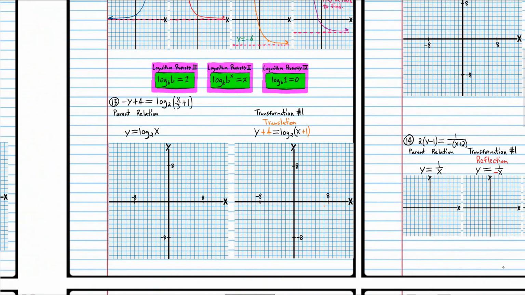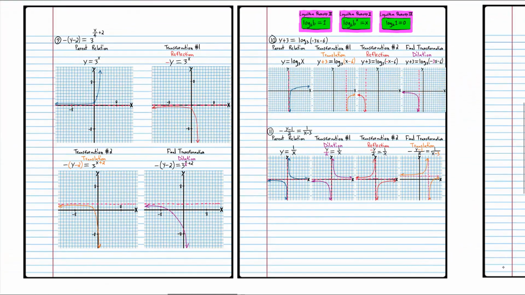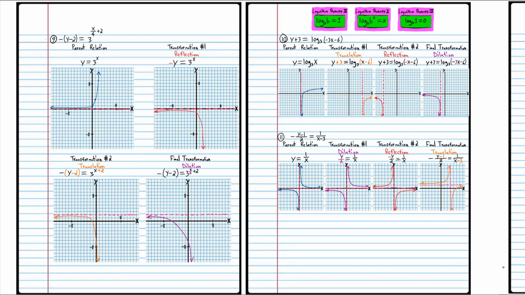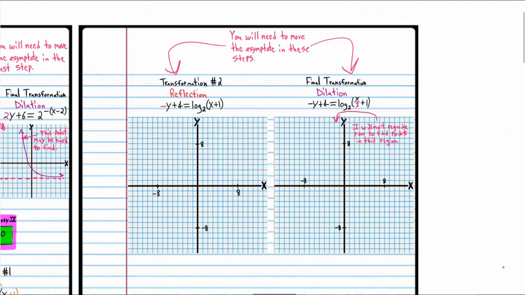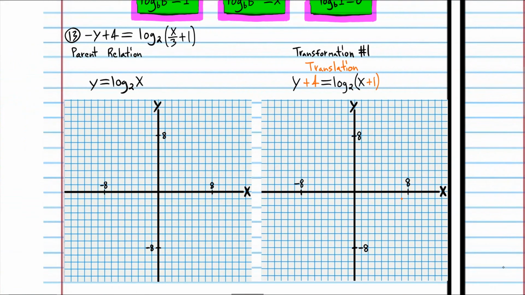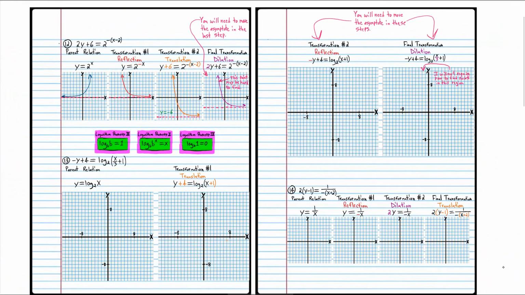So I want you to try number 13. Again, you can take a screenshot of these problems that we did. That'll help you. Number 10 will really help you to do problem 13. Just be aware that you're going to need to move the asymptote in these steps here. So try number 13. I'm going to leave the window open, and when you come back, we'll do it together.